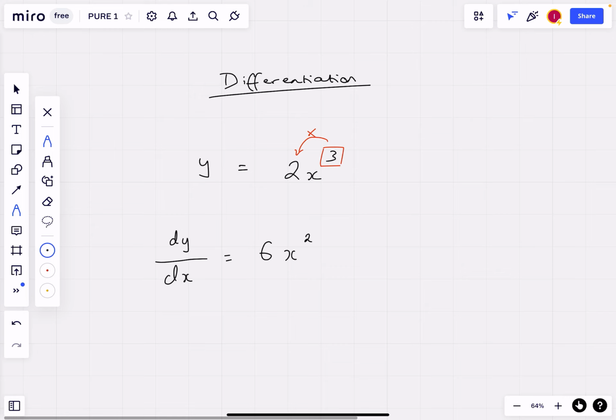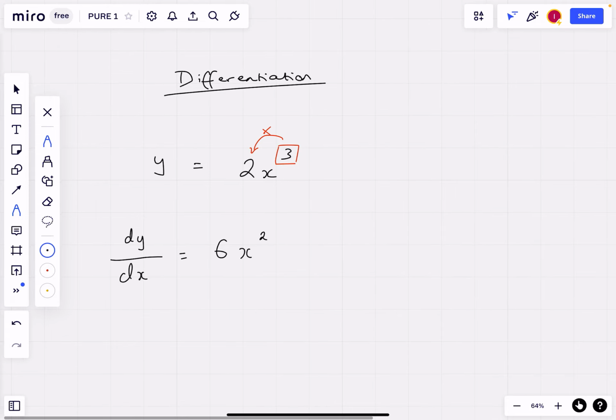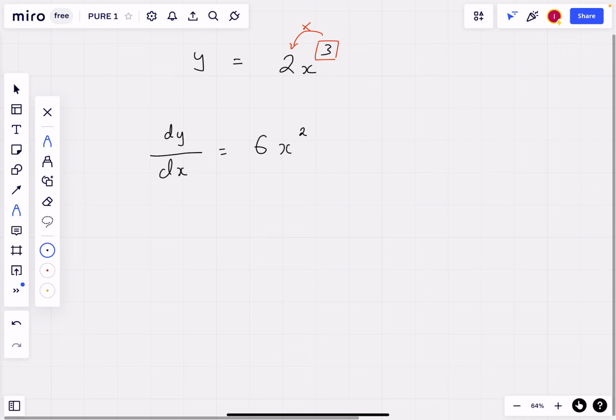Now, I've written y and I've written dy by dx. It can also be represented as f(x), which is your function, equivalent to your y, and then f dash x, which is equivalent to your dy by dx. So you're going to see it in either of the two ways. Okay, so let's say my function is, let me make it up, 5y to the power of minus 7.